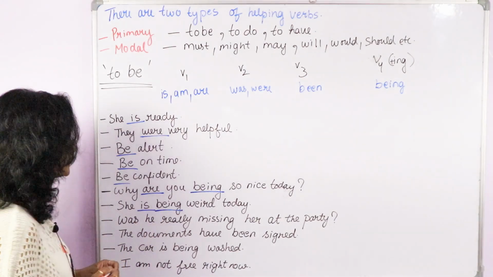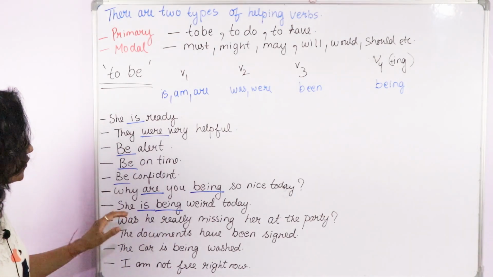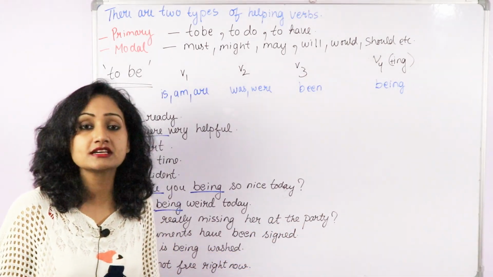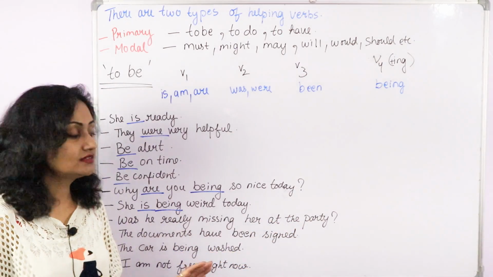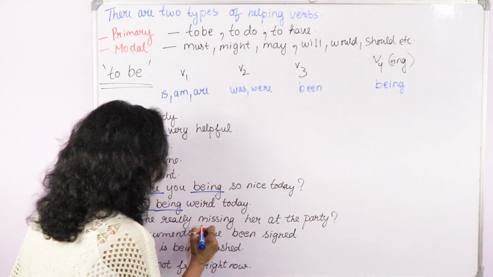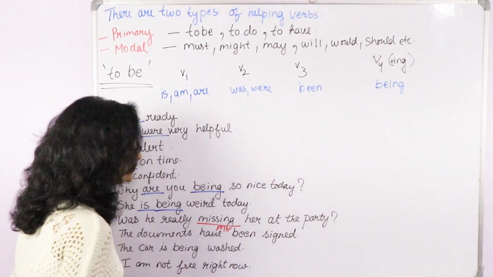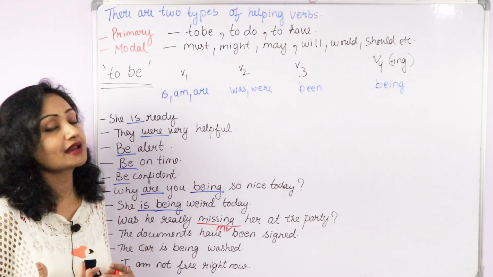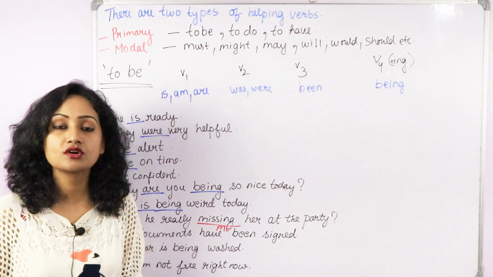These are helping verbs. Okay, next is: was he really missing her at the party? So it's an interrogative sentence. We need helping verbs with the main verb. Here the main verb is missing, so it's a main verb here. Okay, so we use a helping verb with a main verb to make an interrogative or a negative or a passive sentence.